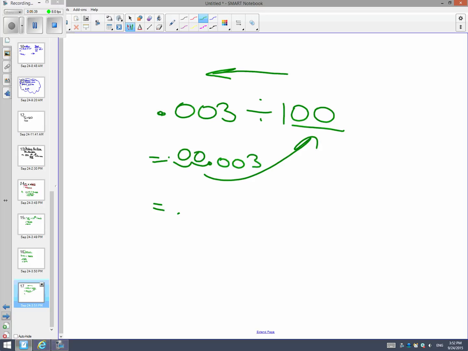The new decimal will be there, so my new number will be 0.0003. And that's all there is to this part.